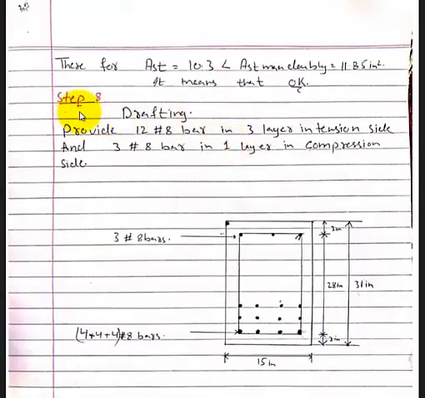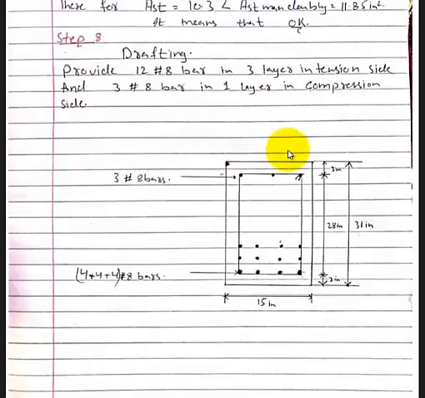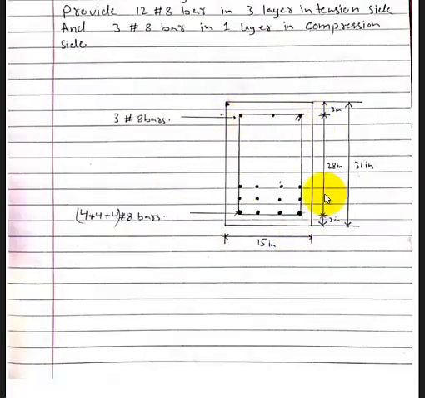Step number 8, the last step, is drafting: providing 12 number 8 bars in 3 layers on the tension side and 3 number 8 bars in 1 layer on the compression side. Now this is the diagram of the beam cross section. This is the depth, that is the width, that is d dash, the effective depth, and the number of bars to be provided in the tension zone in 3 layers, and this is the number of bars in the compression zone.